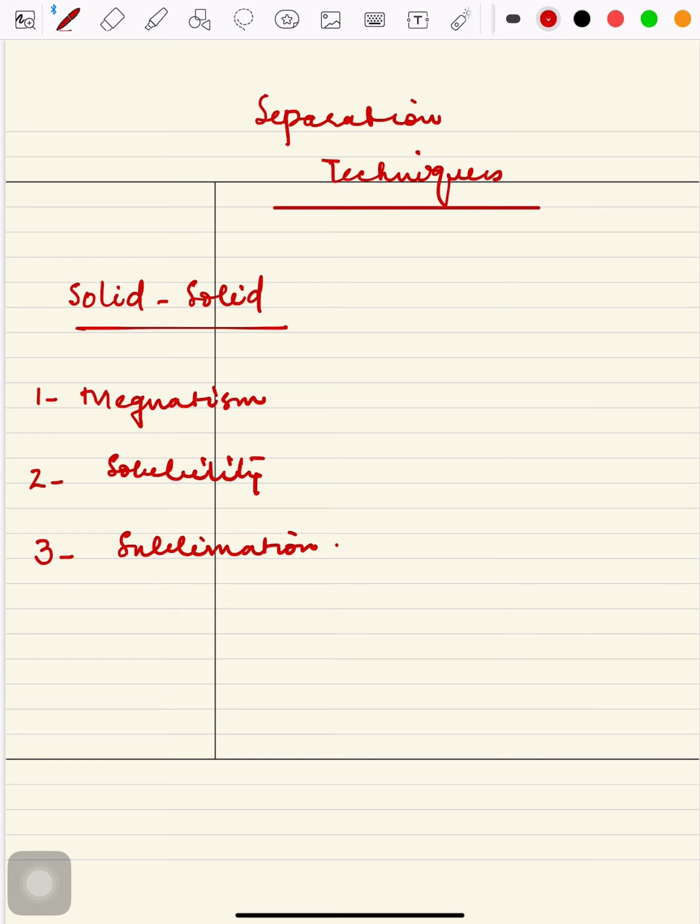Just consider an industry, and that industry is dealing with iron. Let's suppose it is dealing with the manufacturing and stuff related to iron. There is lots of waste that the industry throws out every day, and that waste definitely contains some iron components as well. How can we save that iron? Obviously, with the help of this magnetism technique, guys.